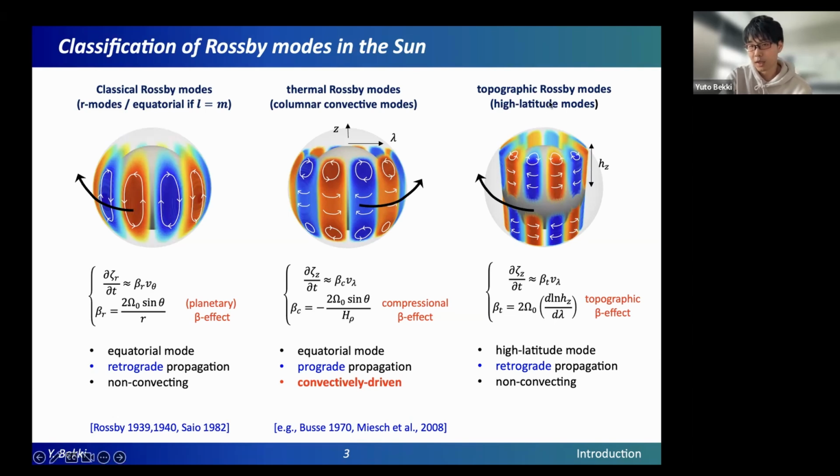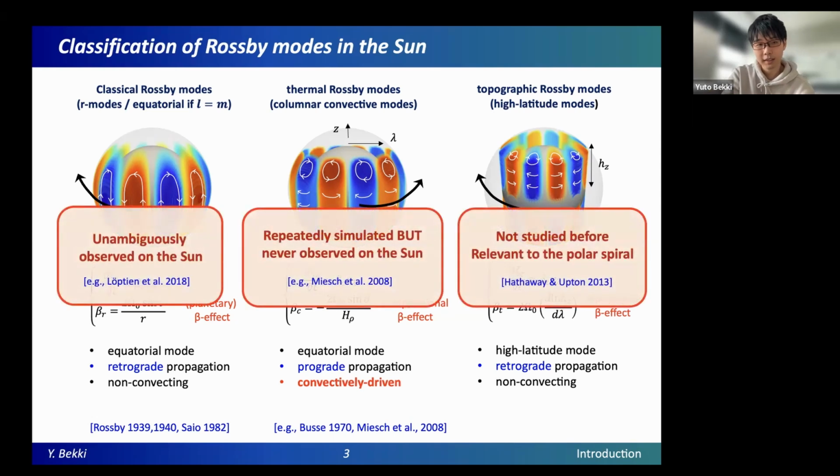The last one, the topographic Rossby modes, are modes strictly confined inside the tangential cylinder. They propagate in a retrograde direction because they originate from the topographic beta effect, which is basically the spherical shell curvature effect of the inner spherical shell. When observed at the surface, they only appear at high latitudes on the sun, so they are also sometimes called high latitude modes.